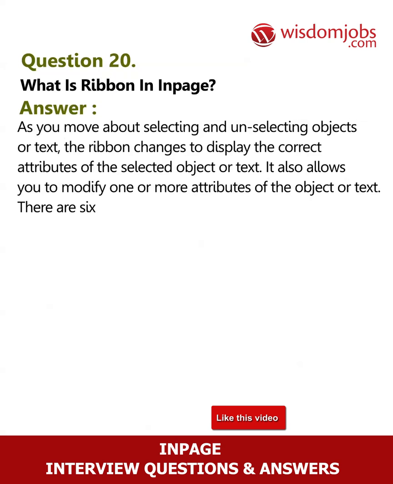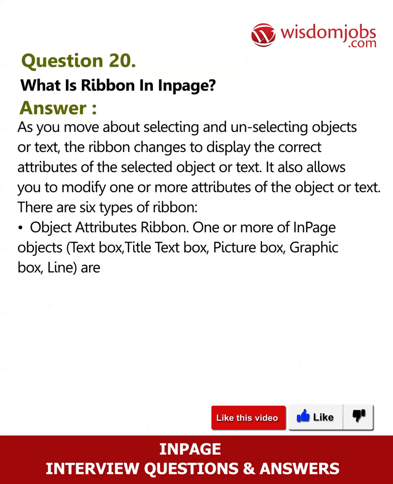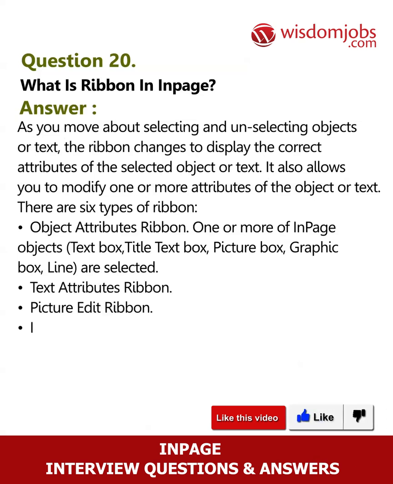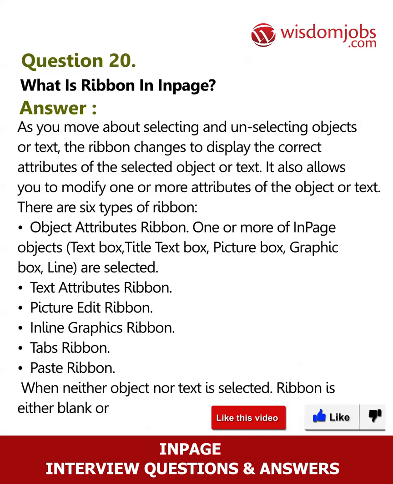There are 6 types of ribbon. Object attributes ribbon: one or more of the InPage objects, text box, title text box, picture box, graphic box, line are selected. Text attributes ribbon, picture edit ribbon, inline graphics ribbon, tabs ribbon, paste ribbon. When neither object nor text is selected, the ribbon is either blank or reflects the ribbon for the selected tool.